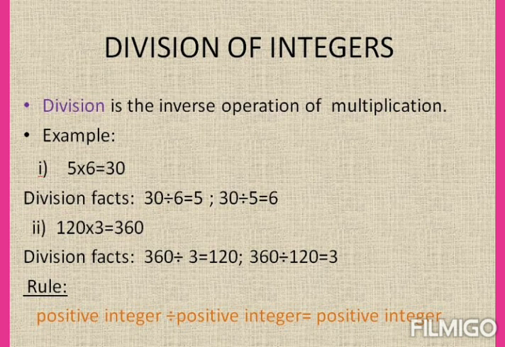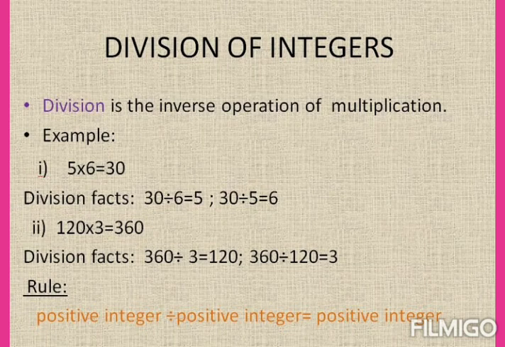Here we have another multiplication fact, that is 120 into 3 is equal to 360. If we write the division facts for this multiplication fact, we get 360 divided by 3 is equal to 120, and another one is 360 divided by 120 is equal to 3. In both the division facts, we can observe that a positive integer divided by a positive integer is equal to a positive integer. That is, the quotient is also a positive integer. Do you agree with this, children? Yes.